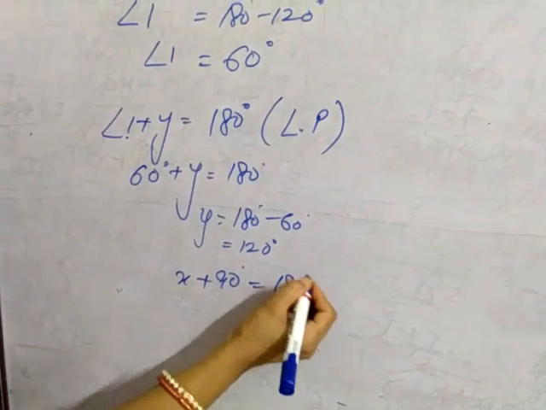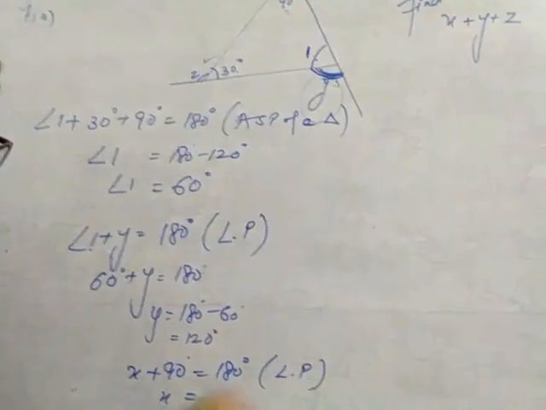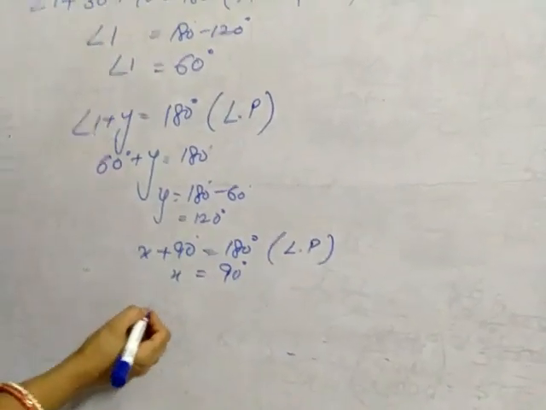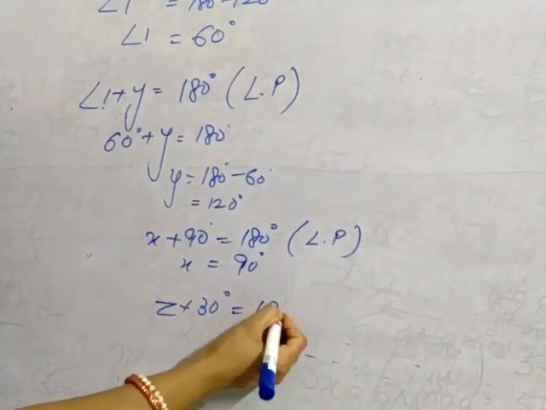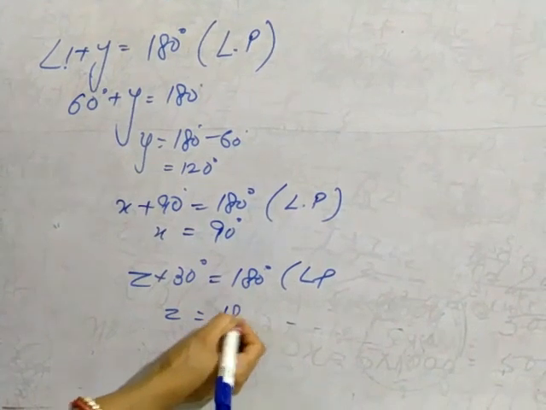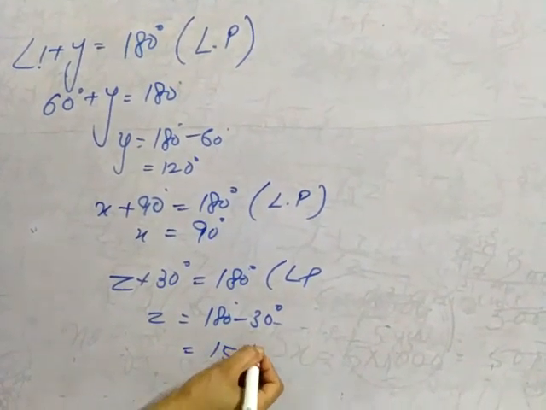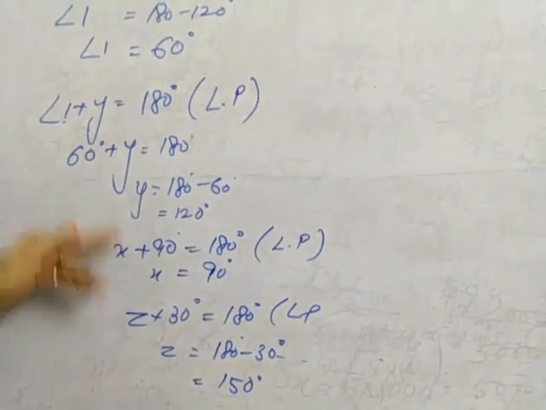So x plus 90 is also equal to 180 degree, the reason is same, linear pair. So x comes out to be 90 degree. Similarly, calculate for z. Z plus 30 degree is also equal to 180 degree, that's linear pair, and z comes out to be 180 minus 30 degree, that's equal to 150 degree. So you have calculated x, y and z.